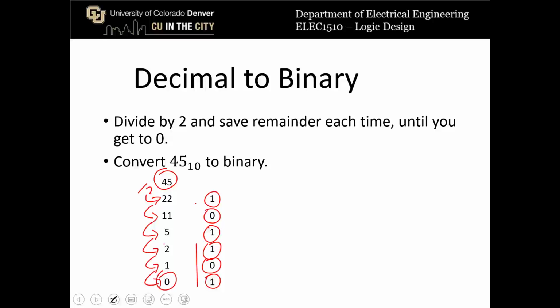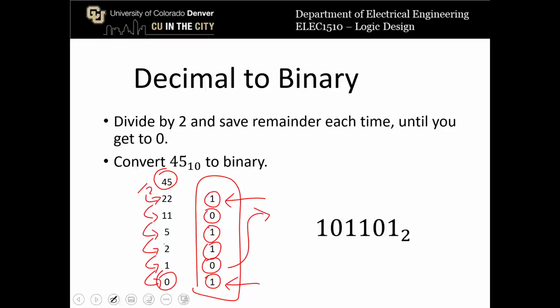Now, this is actually our binary number, where the most significant place is down at the bottom. The least significant place is up here at the top. So if we just sort of flip this and then rewrite it, we will get 101101 base 2, which is equivalent to 45 base 10.